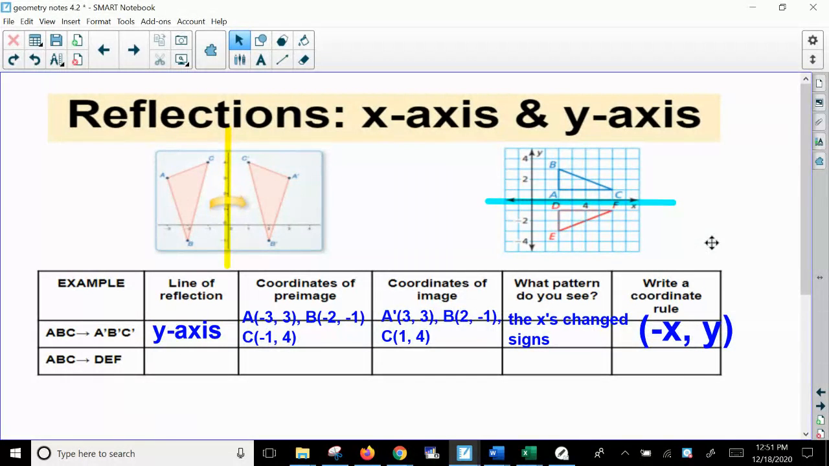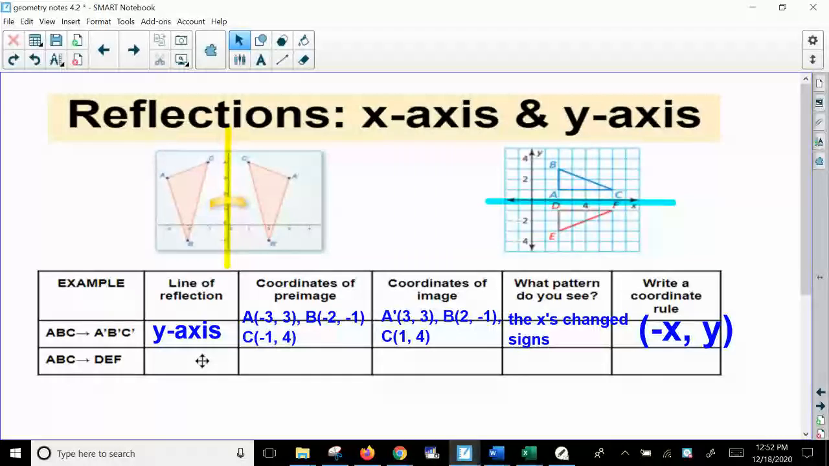So the coordinate rule for reflecting over the y-axis will be (-x, y). Negative x means change the sign of x, and y means keep y the same. Please do not think negative x means x will always turn negative. Whatever the x number is, change the sign. And whatever the y number was, you keep it, okay?